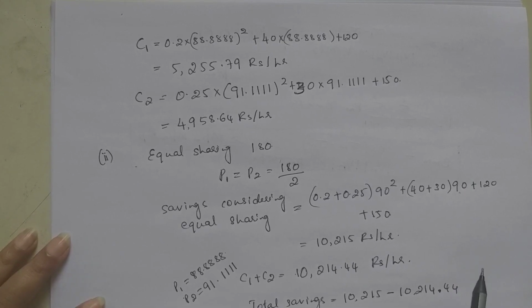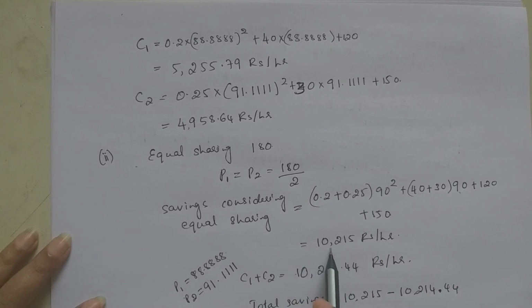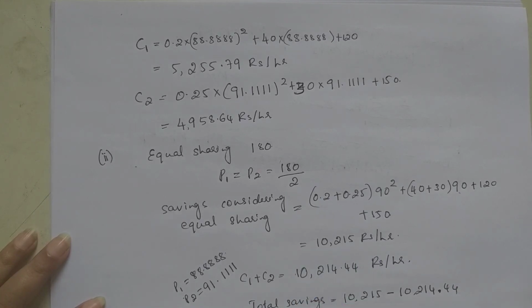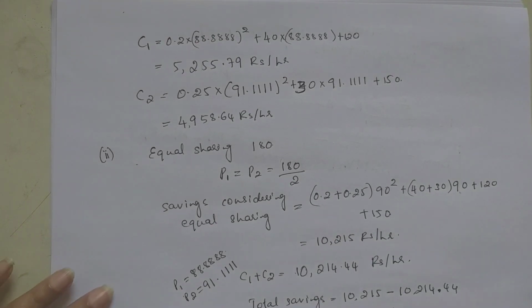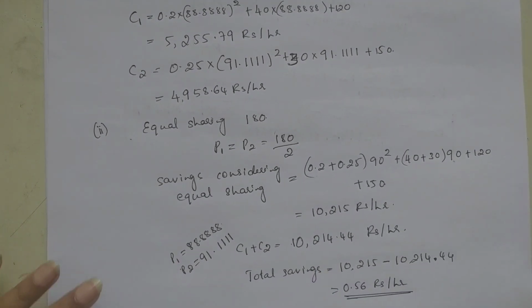So no need to do the integration, just find out the value considering equal sharing, and then subtract the C1 plus C2 obtained by taking P1 and P2 as the different values from 10,215. Thank you.